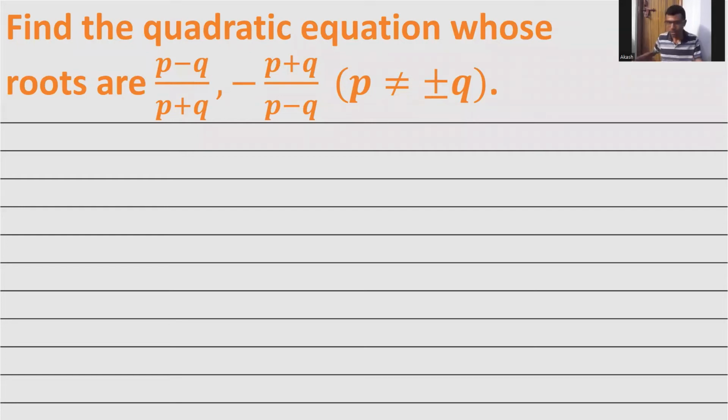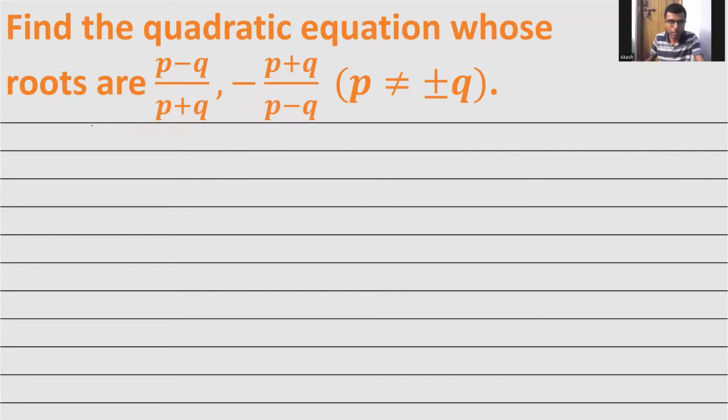Hello learners. Now we are going to find the quadratic equation whose roots are (p minus q) by (p plus q) and minus of (p plus q) by (p minus q). Okay, this involves a little bit of calculation, so stay with me, and be alert at each step.